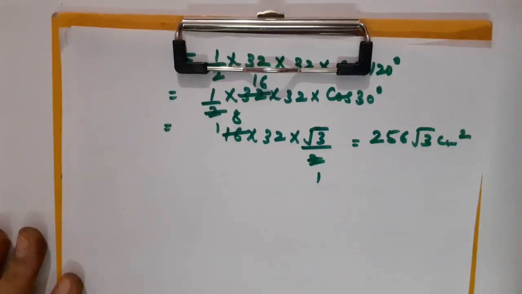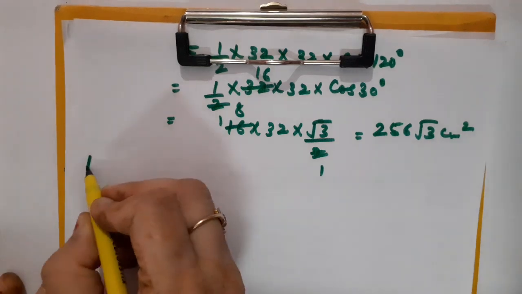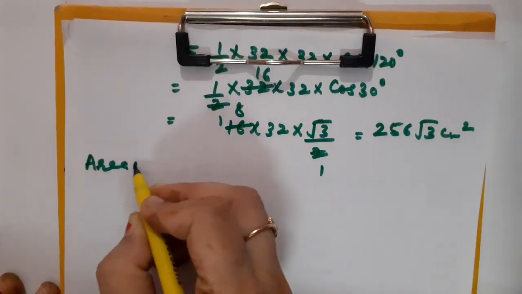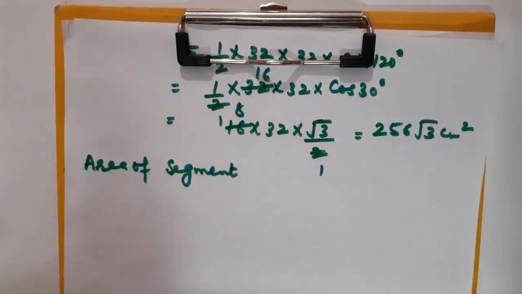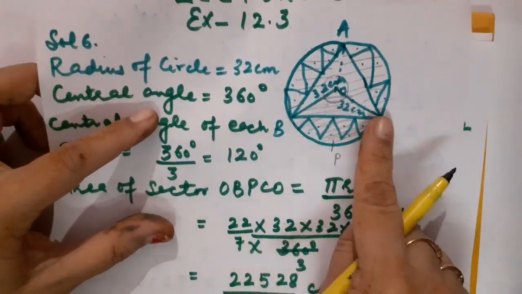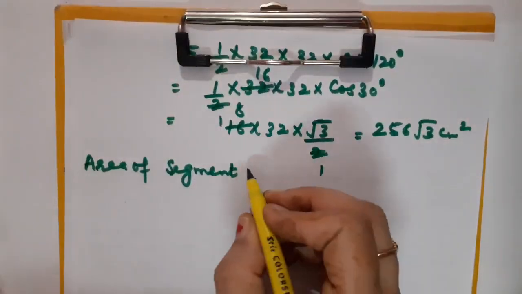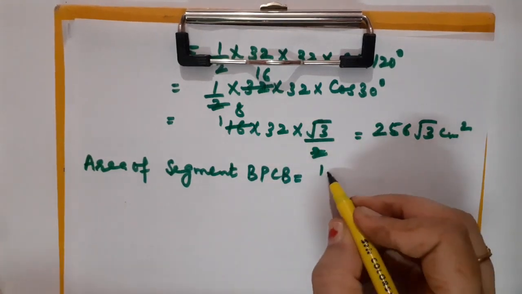Now children, area of sector we have calculated. We have calculated area of triangle also. So this is the time to calculate area of segment. What is the name of the segment? Please look here. The name of the segment is BPCB. That is BPCB. So what will be the formula?